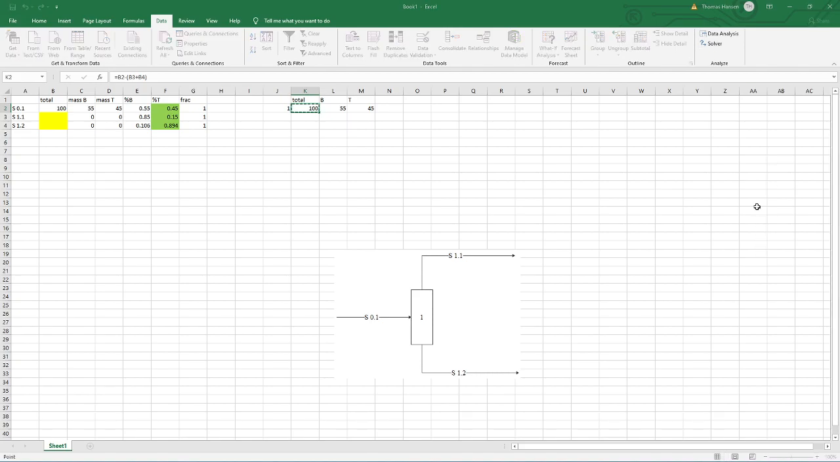So let's open it up. In this case, our K2 is our total mass balance. We would like that to equal 0. And what else do we have? We can say that this cell, so our balance for benzene, also has to equal 0.